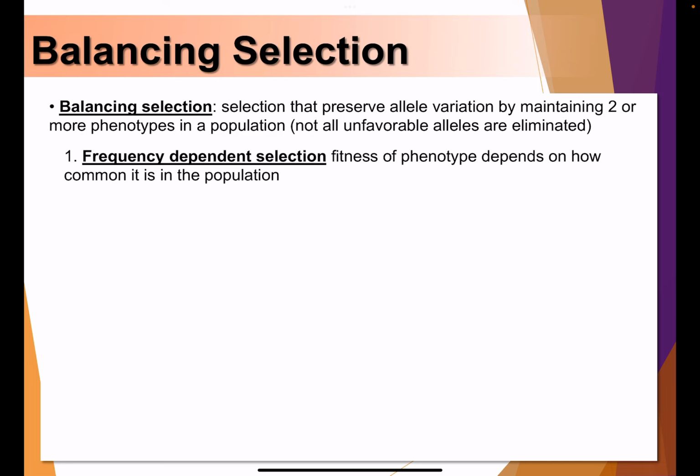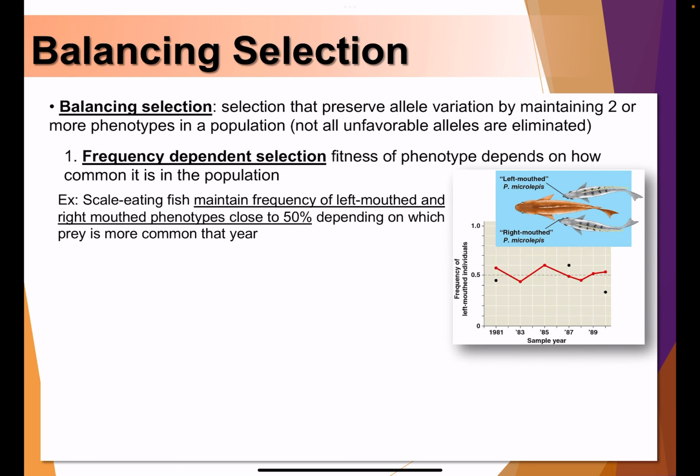One is called frequency-dependent selection, which means the fitness of the phenotype depends on how common it is in the population, not necessarily that it is better adapted to the environment. So for example, scale-eating fish actually maintain the frequency of left mouth versus right mouth phenotypes close to 50-50, okay, which means 50% of the population are left mouth, 50% are right mouth. So we're comparing left mouth versus right mouth as our p and q, and they tend to be 50. It depends on which prey is more common that year.